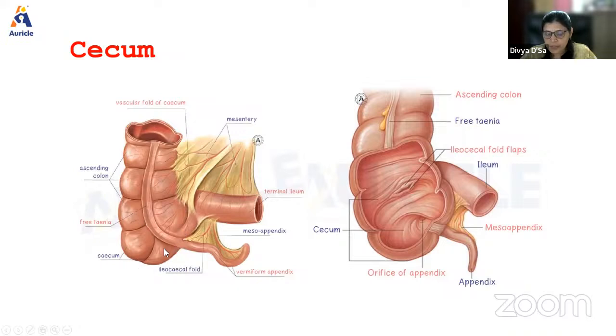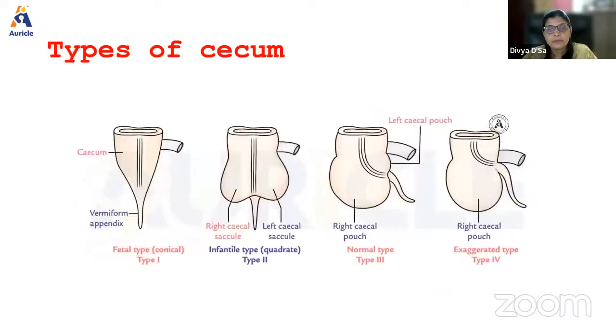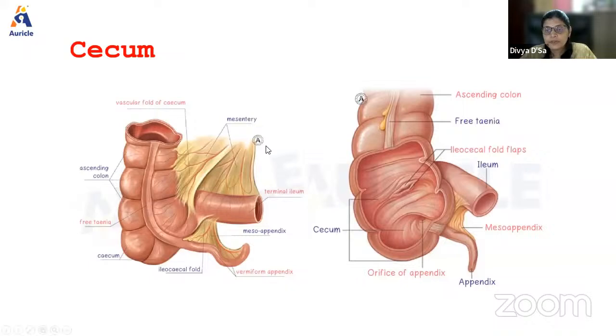Cul-de-sac means one of the ends is blind. So when it ends blindly, we call it the cul-de-sac. So it is asymmetrical. In the interior we see some features. One is the ileocecal orifice, where the ileum opens into the cecum. This is situated in the posterior-medial wall of the cecum at the junction where the cecum joins with the ascending colon. So at that junction, we will see this.